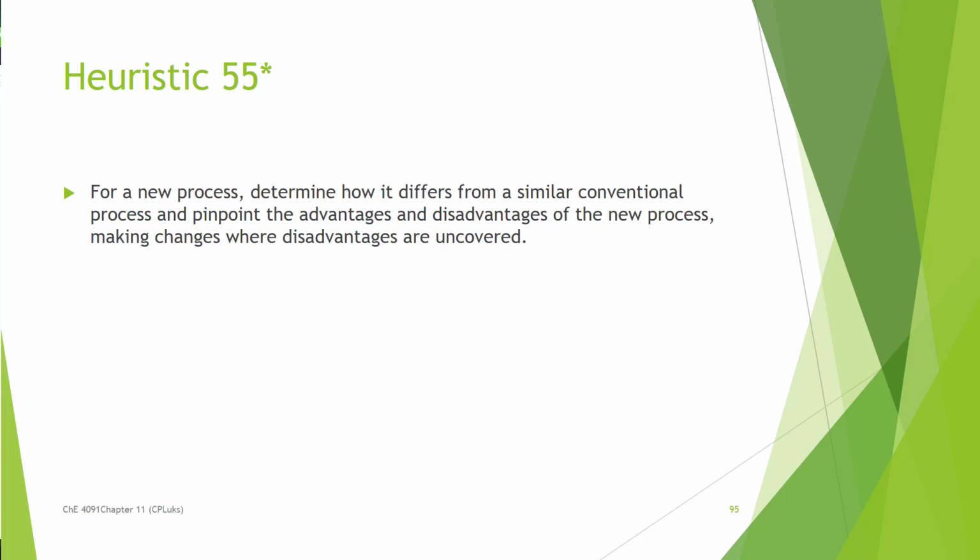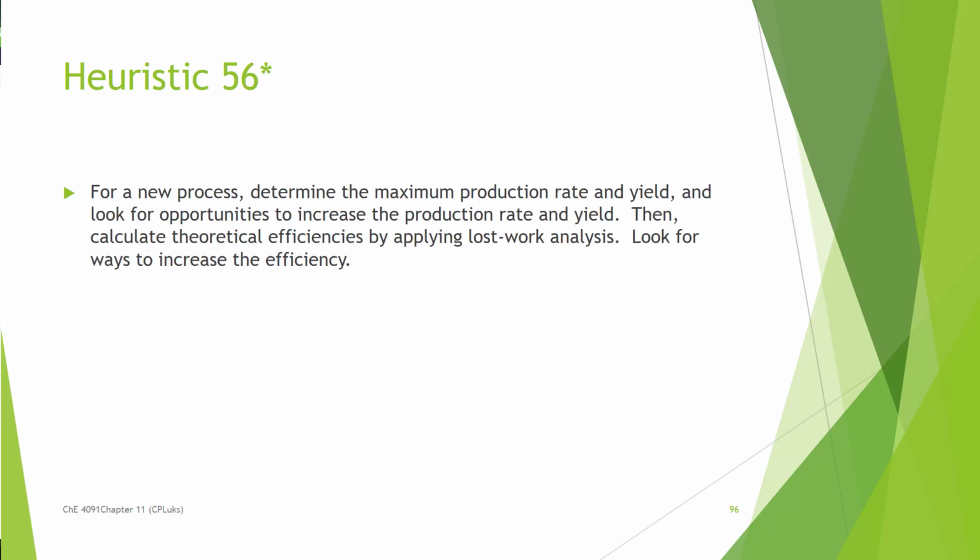If it's a new process, we want to determine how it differs from the similar conventional processes and figure out what those advantages and disadvantages are. And then if you find disadvantages, figure out if there's a way to maybe change that part of it. Also, when you're looking at new processes, figure out the maximum production rate and yield and look for ways that you can increase those. You want to calculate theoretical efficiencies by using lost work analysis and find ways to increase that.